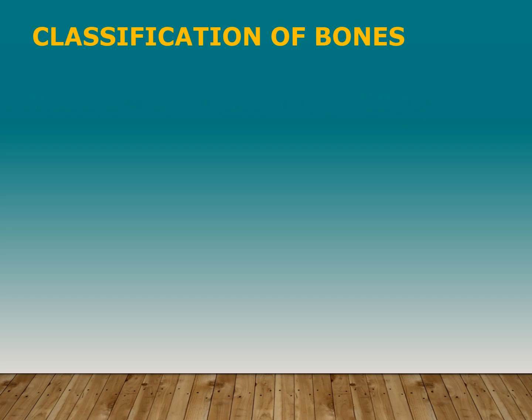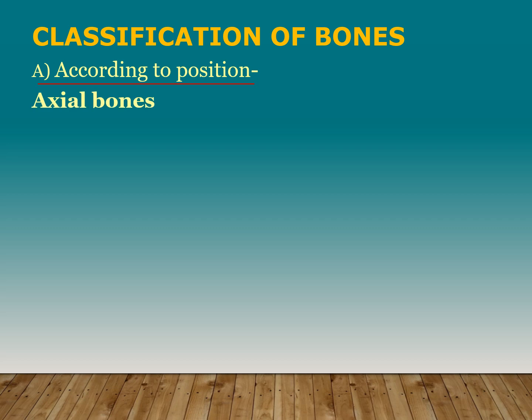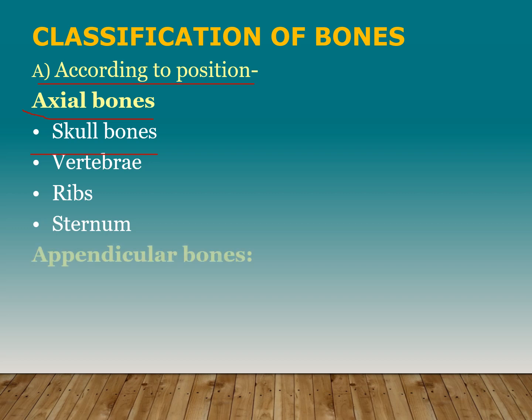So now we have come to the classification of the bones. The first classification is according to position: axial bones. So what are axial bones? In the axis, in the center of the human, skull bones, vertebrae, ribs, sternum, they will be called the axial skeleton. What is the appendicular skeleton? That is appendicular to the axial bones.